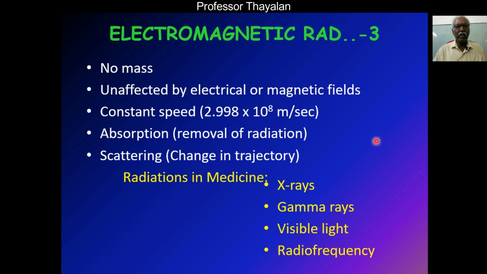So in general, electromagnetic radiation has no mass. It is unaffected by electric and magnetic fields. It travels with a constant speed of 3 × 10^8 meters per second. Whenever it travels in a medium, it gets absorbed and scattered. So in general, this is called attenuation. The radiations we use in medicine are X-rays, gamma rays, visible light and radio frequency.